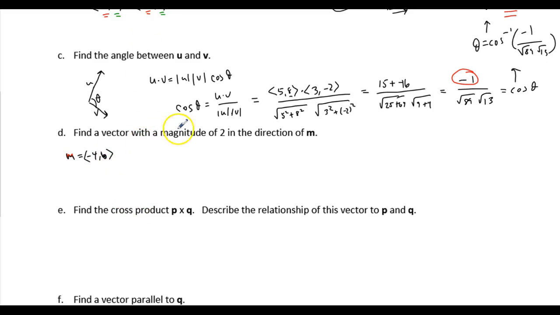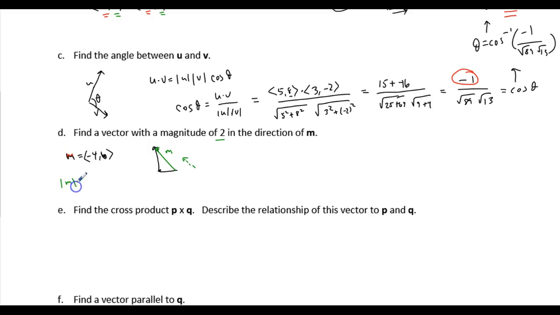Okay, for this next problem, we want to find a vector of magnitude 2 in the same direction as m. So m is (-4, 6), and if we visualize that, it's 4 over, 6 up. The vector we care about is this one right here. This is m. We want a vector in the same direction as m but with a length of 2. Really, this is a shrink it down or scale it up kind of problem. So what we first need to find is how long m is.